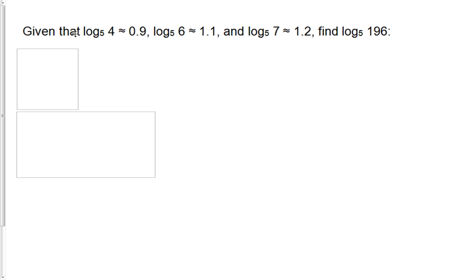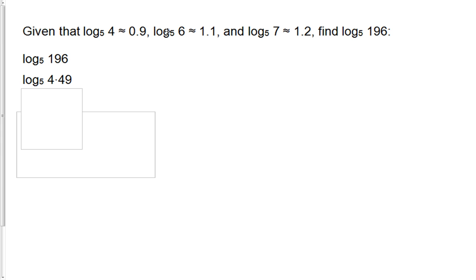Next one here, same thing, we're given a few logs that are defined, and we need to find the log base 5 of 196. Well, let's see, we have a 4, a 6, and a 7. I know that it's at least divisible by 4 because it's an even number and it's 4 less than 200, so I know that it's going to be divisible by 4. So let's go ahead and do that. Log base 5 of 4 times 49. That's what you get when you divide 196 by 4.